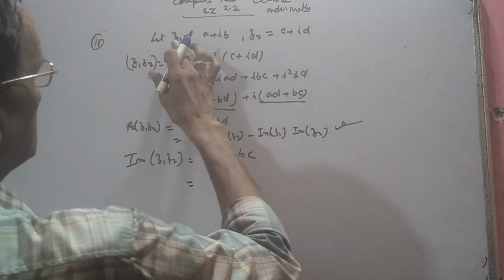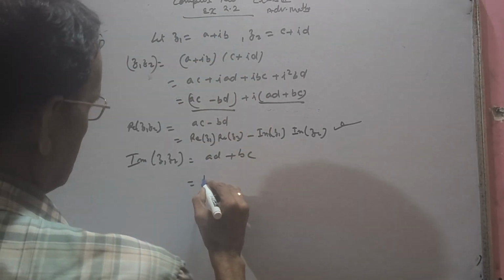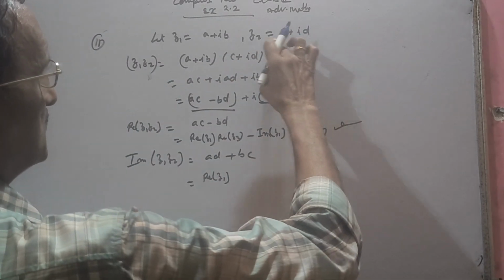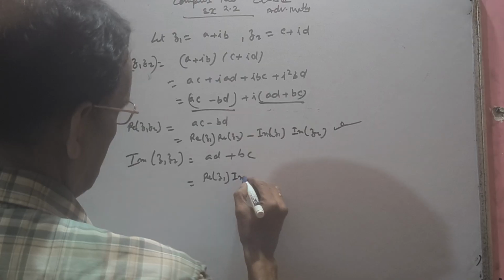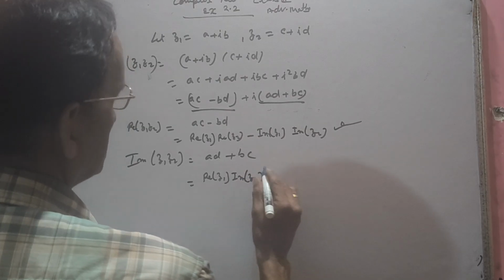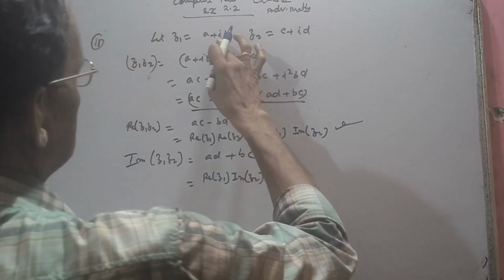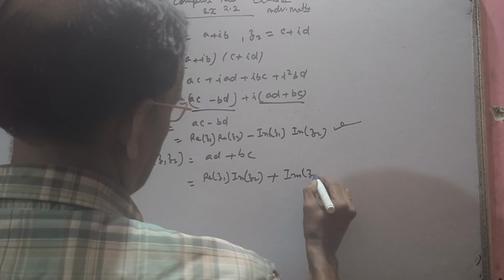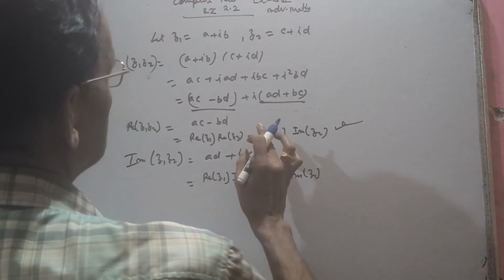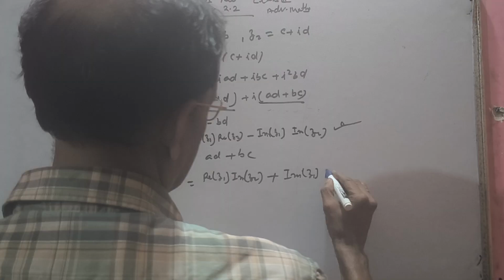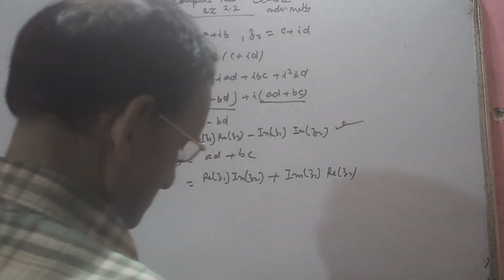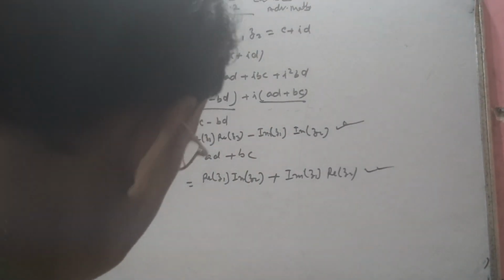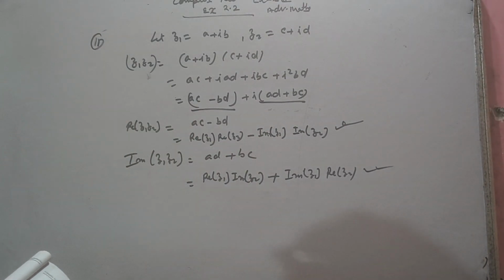So what is A? Real part of Z1, can be Re Z1. What is D? Imaginary part of Z2, can be Im Z2. Plus what is B? Imaginary part of Z1, into what is C? Real part of Z2, so Re Z2. They are asking the same thing, so yes, we can write it like this. So this is number 11.